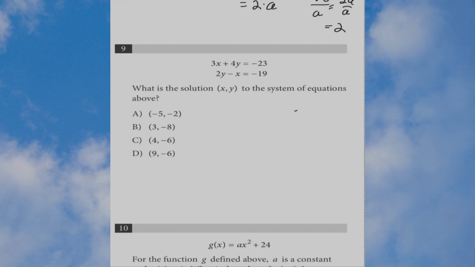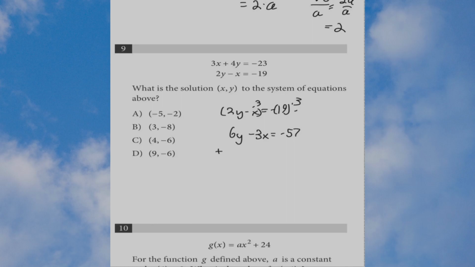For systems of equations, we want to get numbers alone. We want to get variables alone. Here we have 3x plus 4y is equal to negative 23, 2y minus x is equal to negative 19. Here, the negative x can be very useful for us. If we multiply the bottom equation on both sides by 3, we have 6y minus 3x is equal to negative 19 times 3, which is negative 57.